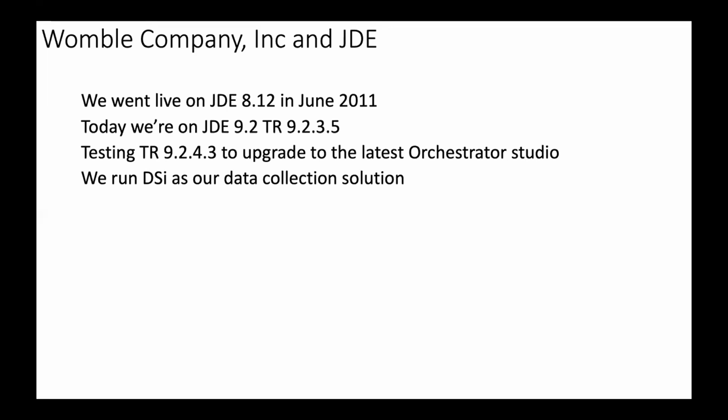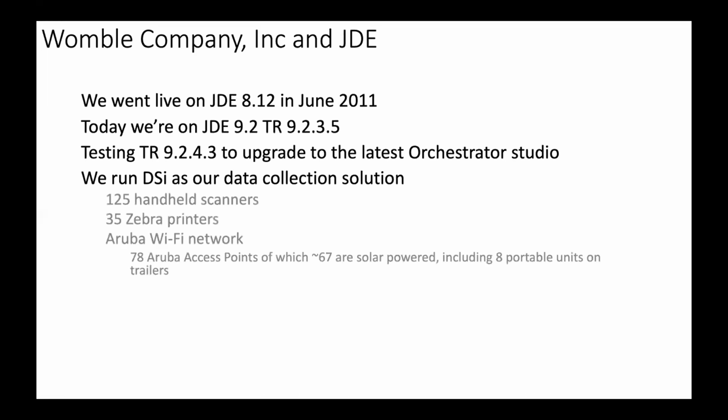So we also run DSI Global, their DC Link product, as our data collection solution. Myself and my team, we support 125 handheld scanners, 35 Zebra printers. We have an Aruba Wi-Fi network that sits across all of our 320 plus acres. We have 78 access points that are from Aruba, 67 of which are solar powered.